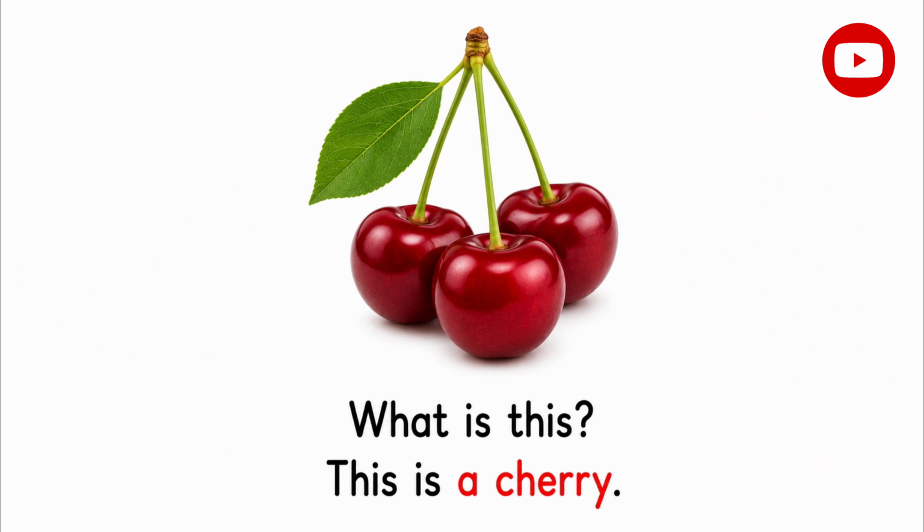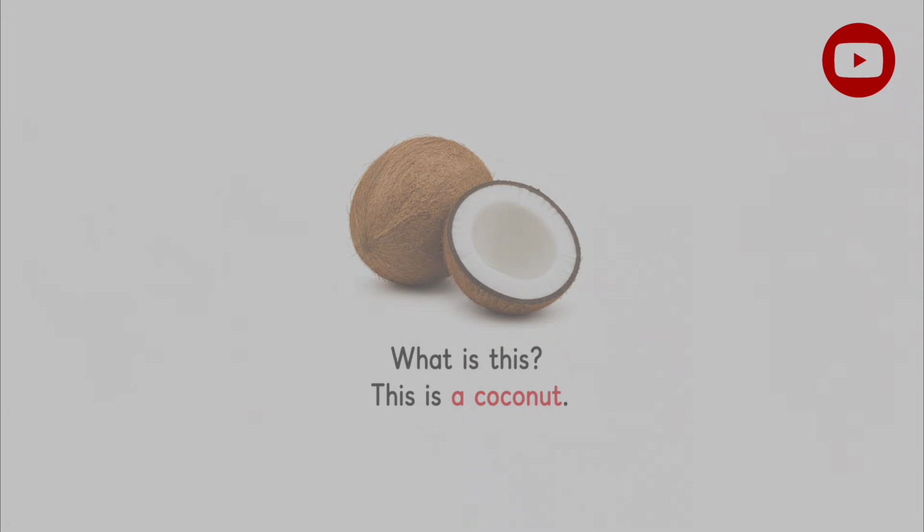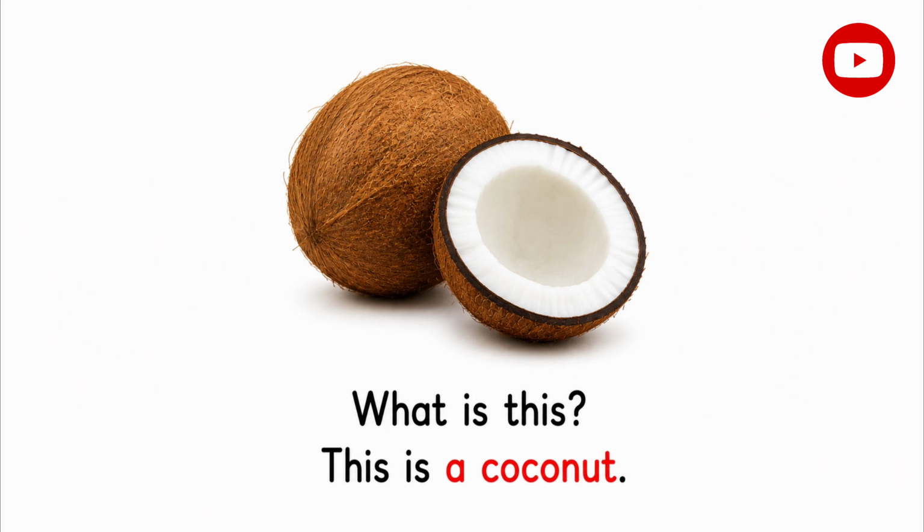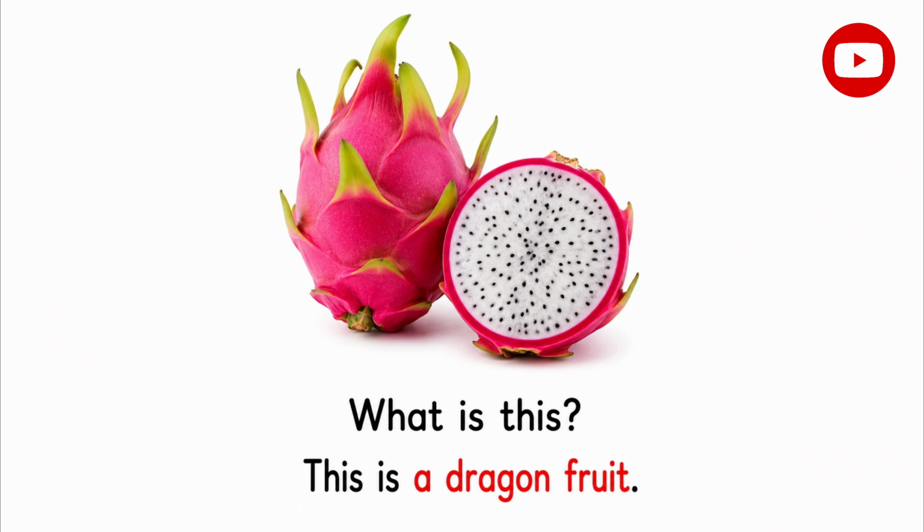Look carefully. What is this? This is a cherry. Very good. This is a cherry. Now tell me, what is this? This is a coconut. Awesome! This is a coconut. Let's move to the next one.